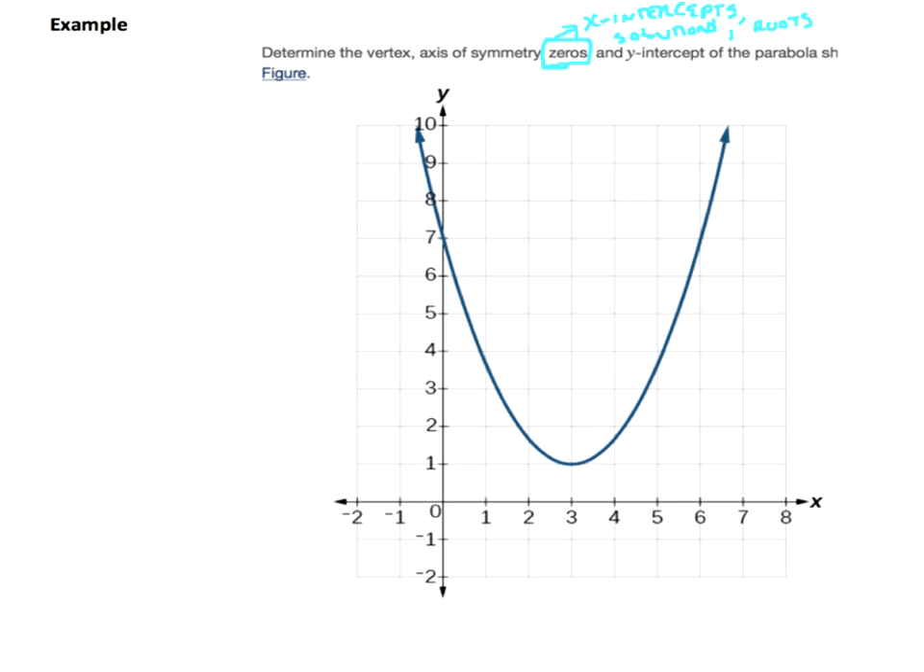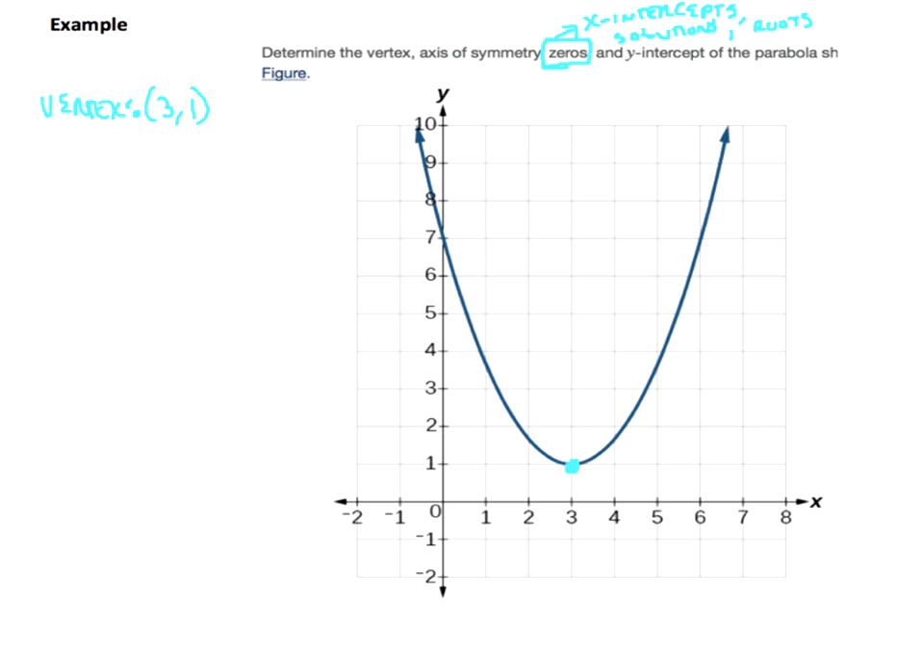So the vertex. In this case, since my parabola is opening up, it has not been reflected. My vertex is the lowest point, and that is the point 3, 1. So my vertex is the point 3, 1.